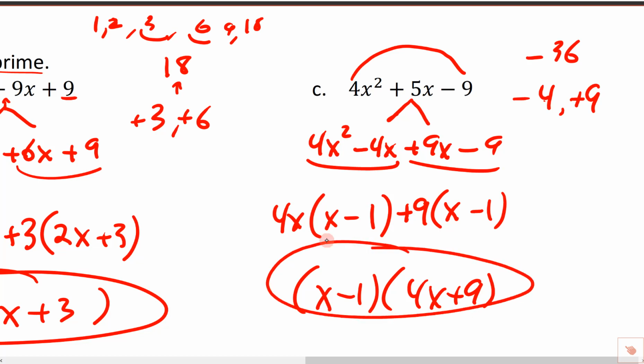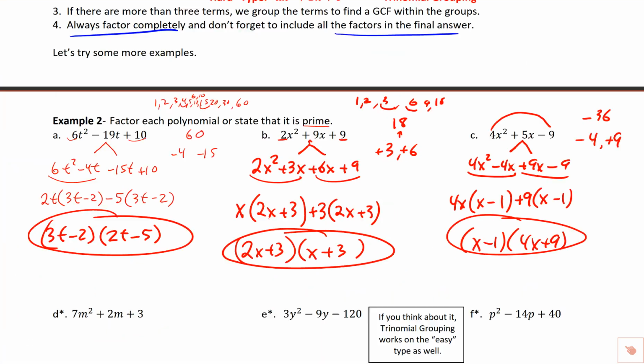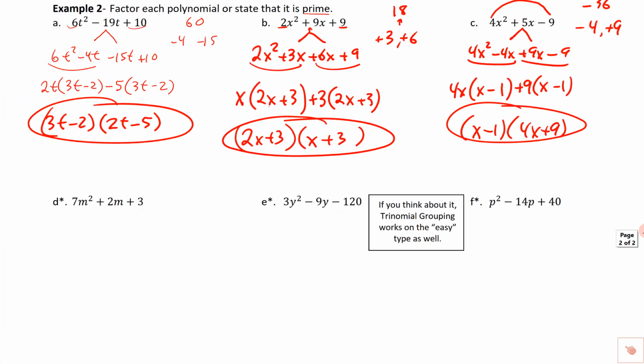Now, the only thing that would be different if you wrote these in the other order, if you wrote the 9x right here and then the minus 4x right here, the 4x plus 9 would come first, and the x minus 1 would come second. It doesn't make any difference. Totally okay way to factor that one. So I'm going to go back to full screen here, and I'm going to slide this down.